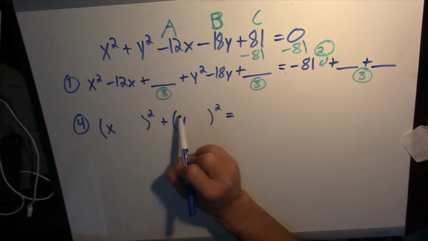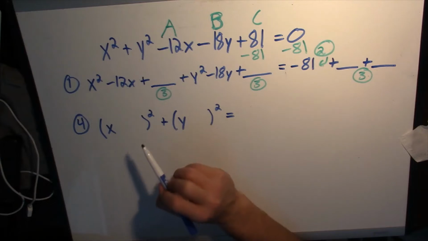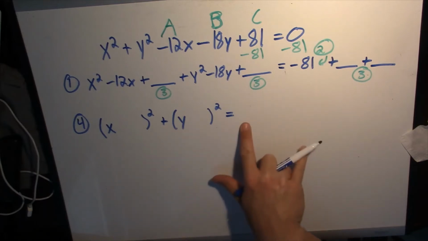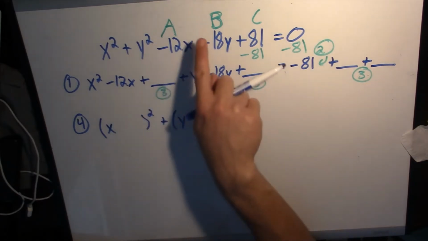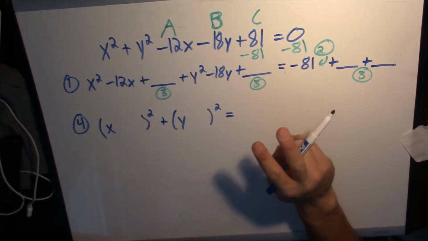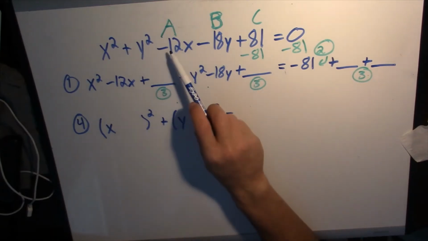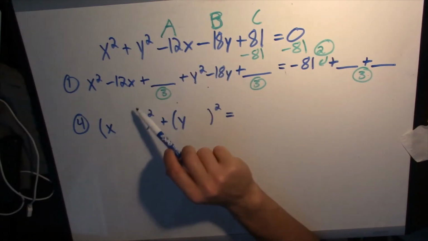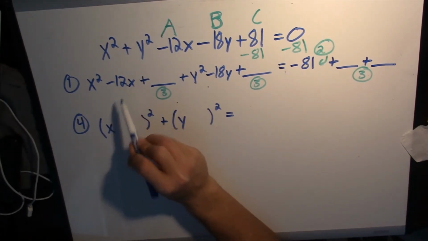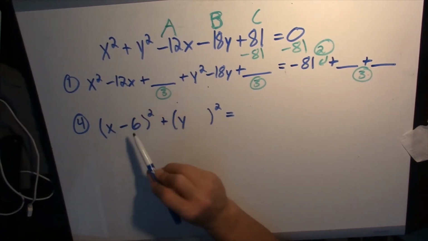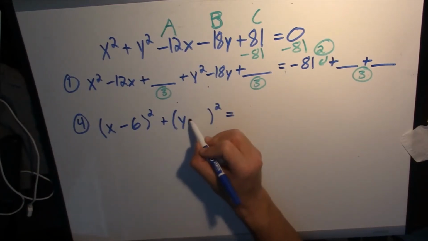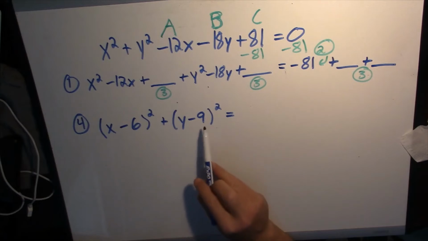Now what number goes into these blanks? That's what it says in the notes. It says write an equation of a circle in standard form, which is what we're doing. This is standard form, by dividing a, which was negative 12, and b, which was negative 18, by 2. So we're going to divide this by 2, and we're going to divide this by 2, and those are the numbers that go inside of here. So negative 12 divided by 2 is negative 6. So I'm going to have x minus 6. Then negative 18 divided by 2 is negative 9. So I'm going to have y minus 9 inside here.